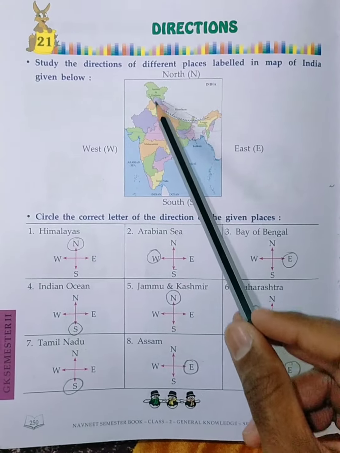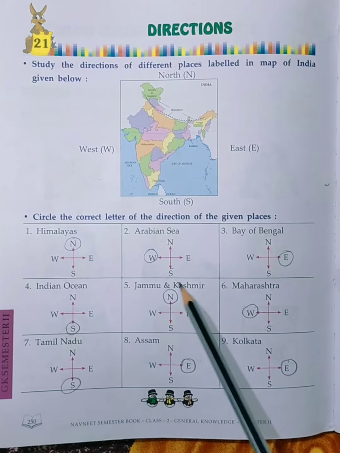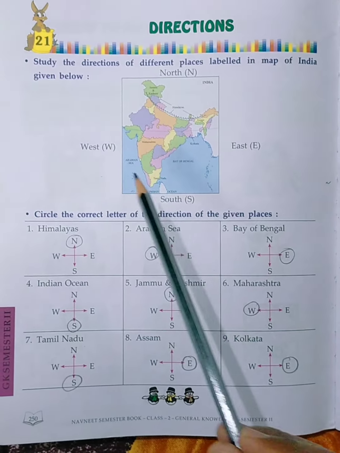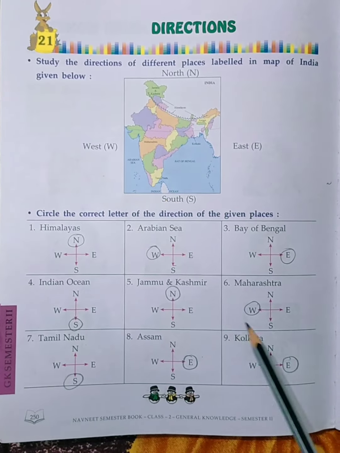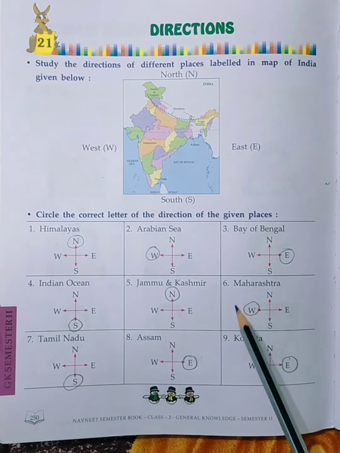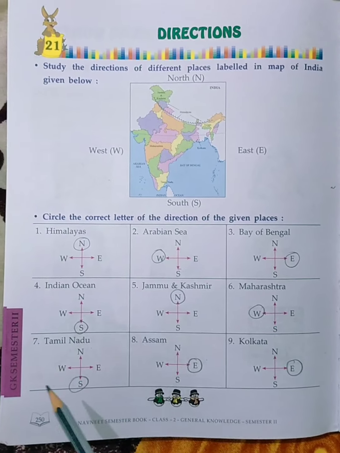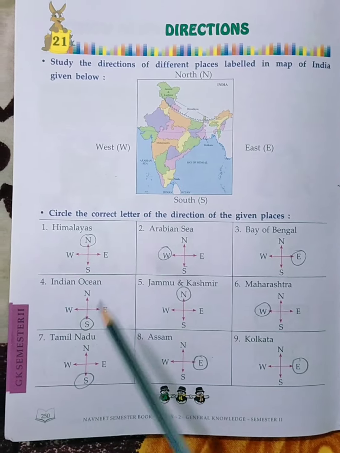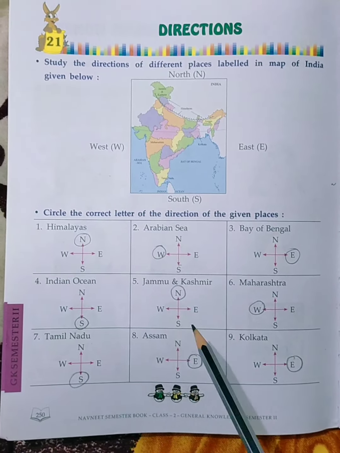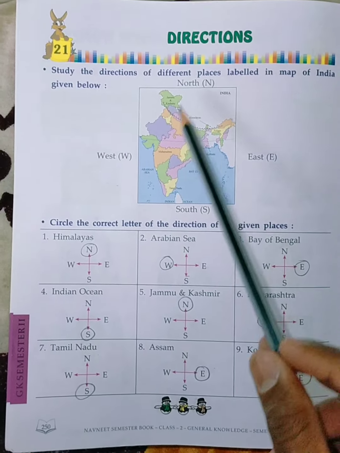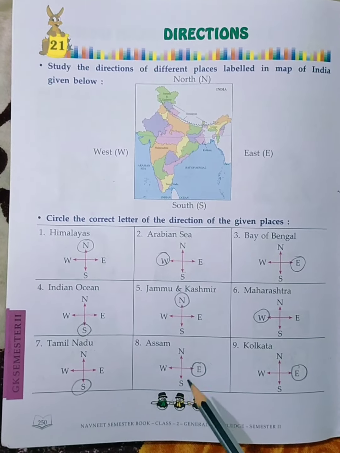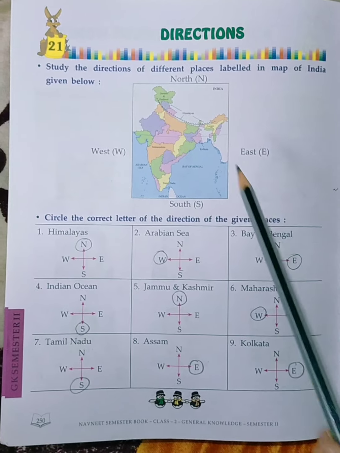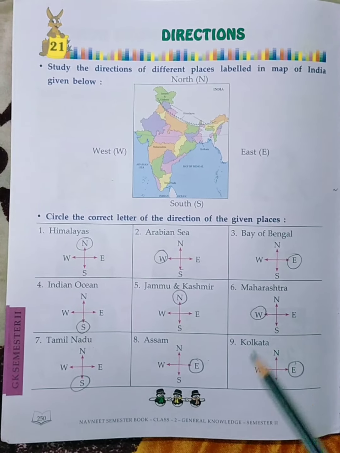Then Jammu Kashmir. This is Jammu Kashmir, so you have to circle north. Maharashtra. This is Maharashtra. Maharashtra is on the west side, so you have to circle W. Tamil Nadu. This is Tamil Nadu, so you have to circle south. Assam. Here is Assam, so you have to circle east. And Kolkata. This is Kolkata, so you have to circle east.